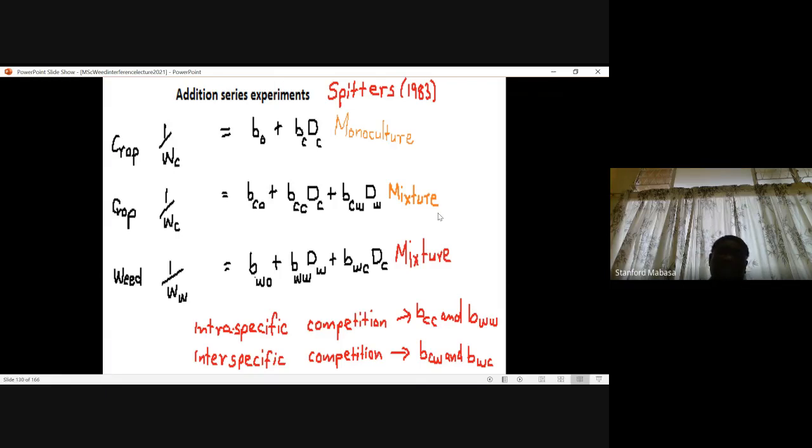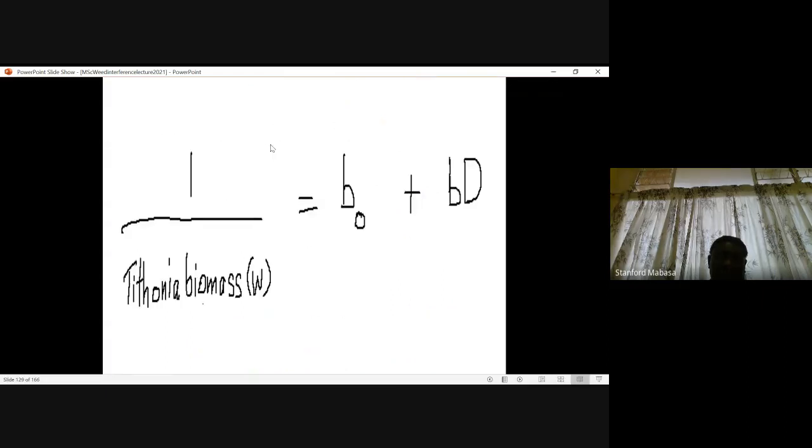Here we come to the equations proposed by Spitters in 1983, where he took a crop in a monoculture, and you could simply express the reciprocal of its weight by a straight line equation. Just like this in Tithonia.